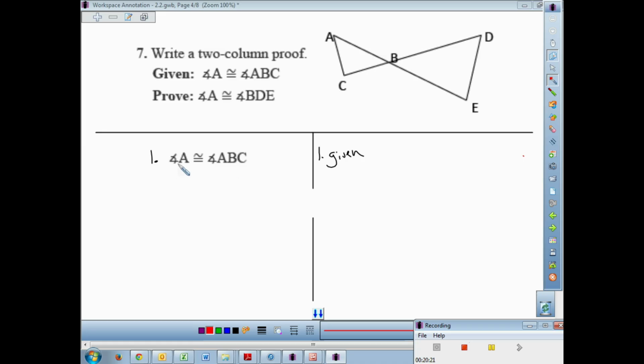Angle A is congruent to angle ABC. How do you mark angles congruent to each other in a picture? What kind of markings do we need to put in there? Definitely arc marks. Tick marks are for segments. Arc marks are for angles. Correct? This guy, angle A. Only one letter. What does that mean about that one letter A?